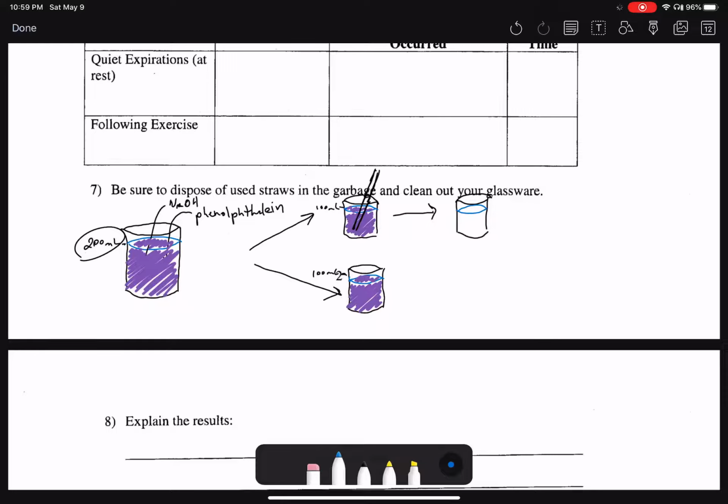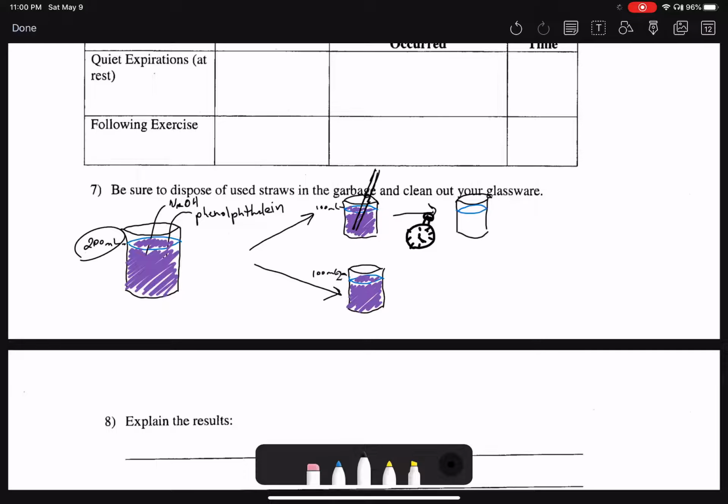So what we're doing is we're measuring the time that it takes. We draw a little stopwatch, I guess. So we measure the amount of time that it takes for the solution to go from purple to clear.